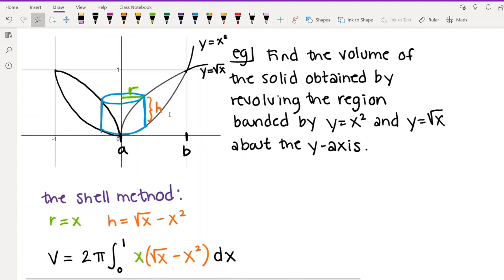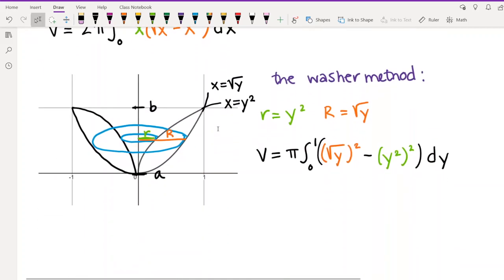And so why do I say that? Well, basically we didn't have to do any solving, we didn't have to flip these equations around to get them as functions of y. We could just use them exactly as they were. So that's why I think the shell method's easier in this case.